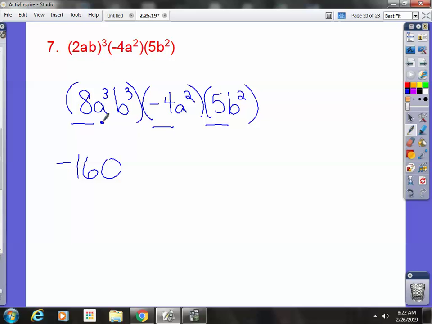I have a's, I have a cubed, and I have a squared. What is a cubed times a squared? A to the 5th. 3 plus 2 is 5. I have b cubed and I have b squared. B cubed times b squared. B to the 5th power.